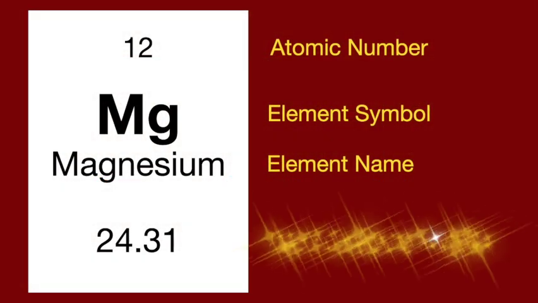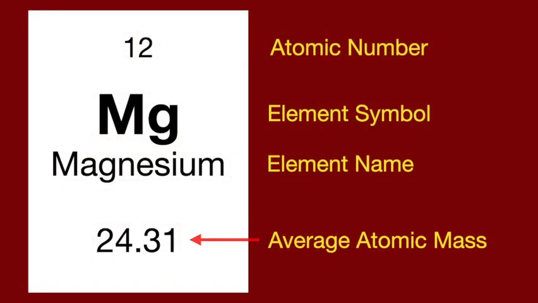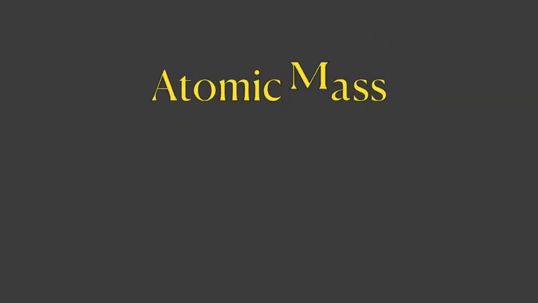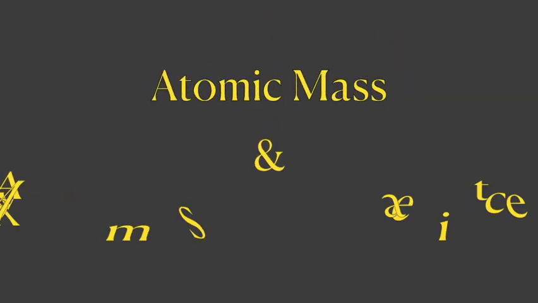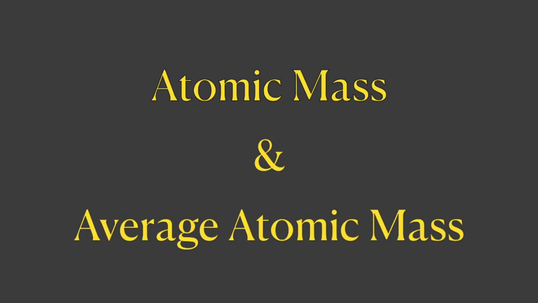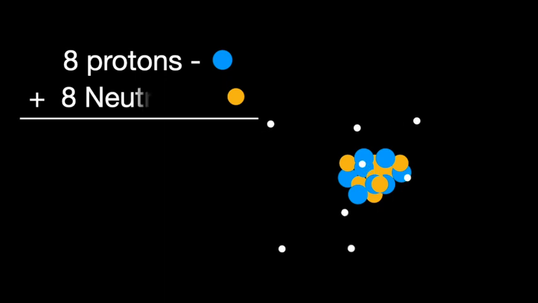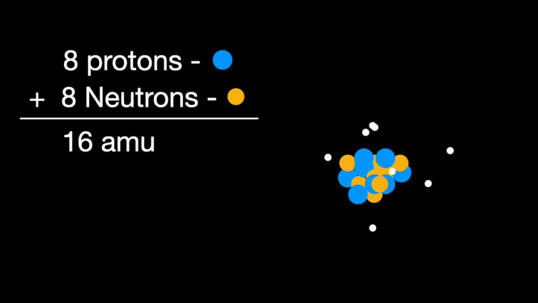Under the element name is the average atomic mass. There is atomic mass and average atomic mass. It is important to understand the difference between the two. The atomic mass of an atom is calculated by simply adding up the number of protons and neutrons that make up the atom. 8 protons plus 8 neutrons give us 16 atomic mass units.